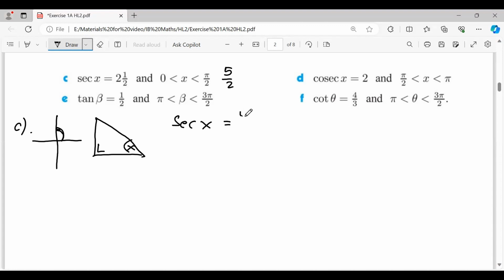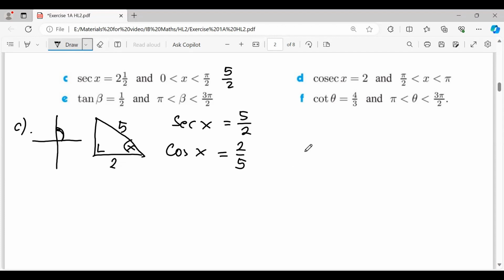Yeah. Secant is the inverse of cosine. 1 over cosine is secant. So it means cosine x equals 2/5, the opposite of 5/2. So if cosine x is 2/5, it means 2 on the base, 5 as the hypotenuse.